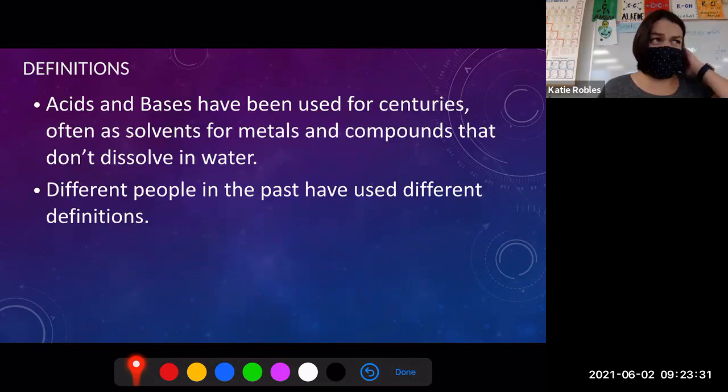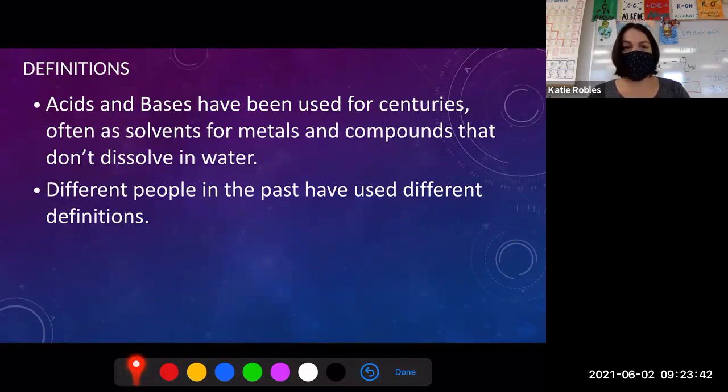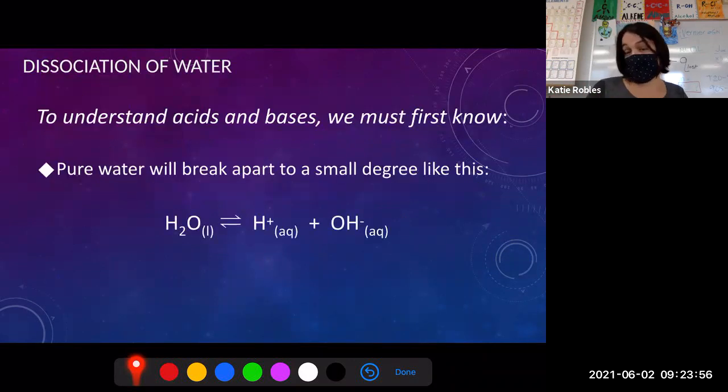So acids and bases have been used for centuries. They've been talking about them a long time. Different people in the past have used different definitions of acids and bases. And when you get into higher level chemistry like AP, you will learn up to like 4 different definitions for what it means to be an acid or a base that's kind of evolved throughout time. But we're going to focus on a really easy definition. But before we can even talk about it, you have to understand this principle, okay?